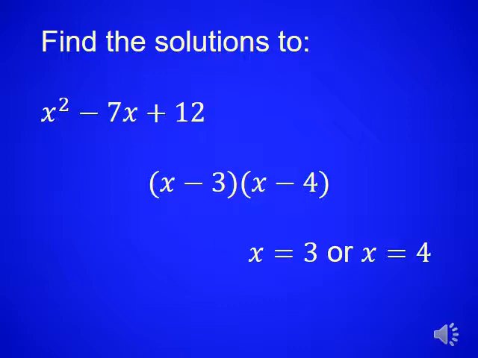That's because if I did 3 minus 3, I'd have 0. If I did 4 minus 4, I'd have 0. So when you're supposed to find the solutions, it's always the opposites of the numbers you have for factors.